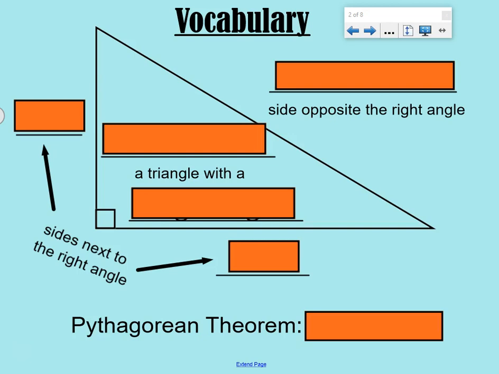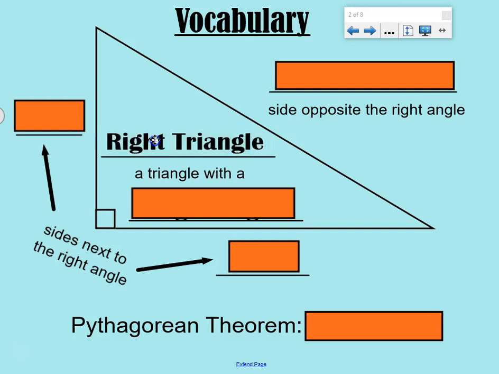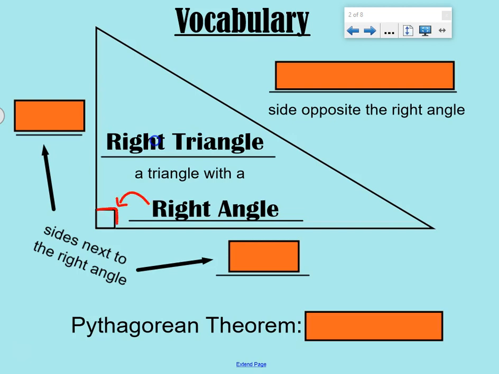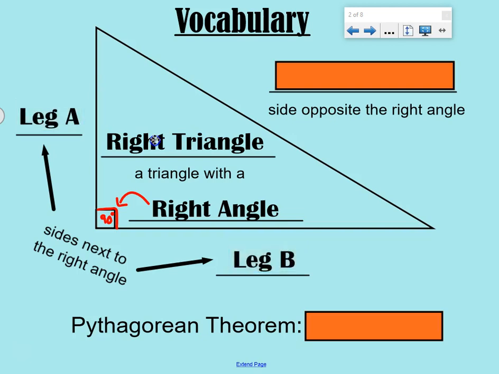We have here pictured a right triangle, and a right triangle is a triangle with a right angle. So that'll be marked here in the corner with this little square, or sometimes they'll just put 90 degrees in the corner. Either one will let you know it's a right angle. The sides next to the right angle we call leg A and leg B. So they touch the right angle.